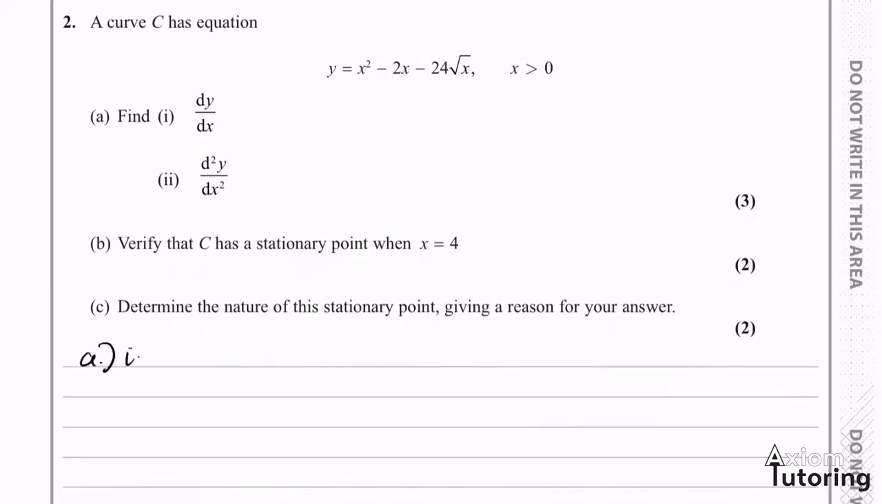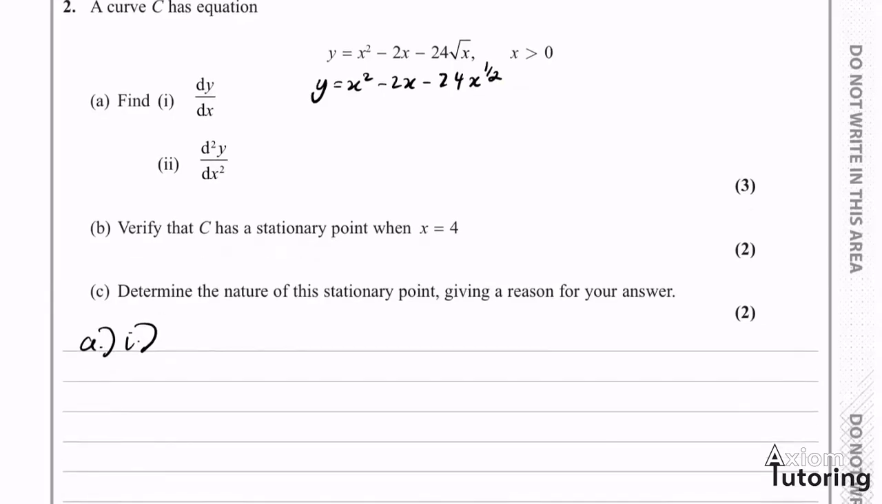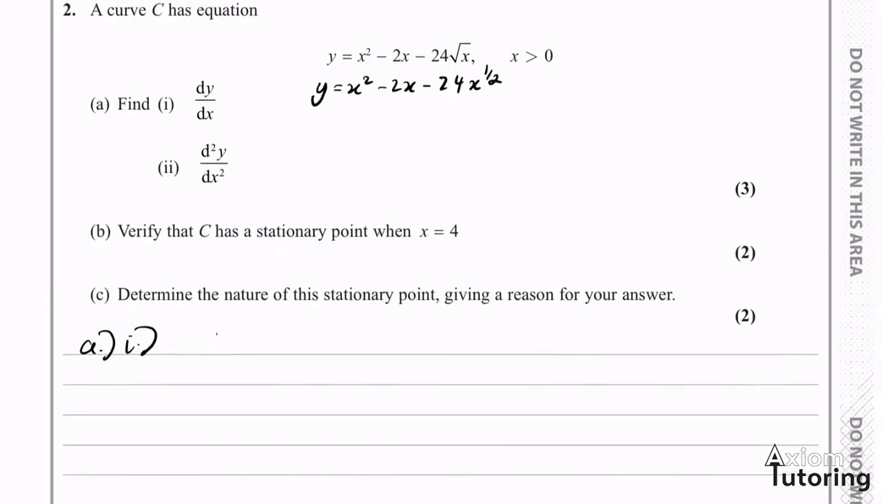So it might just be helpful to rewrite our equation here as y equals x squared minus 2x minus 24x to the power of a half. That way we can just clearly see what the exponent is, and it might make it easier when we differentiate each term. So let's go ahead and do that. We want dy over dx.